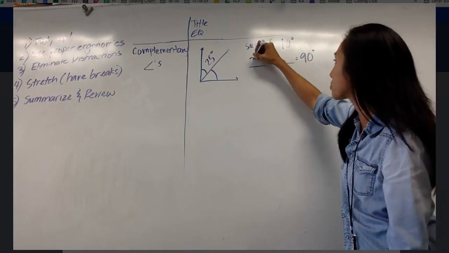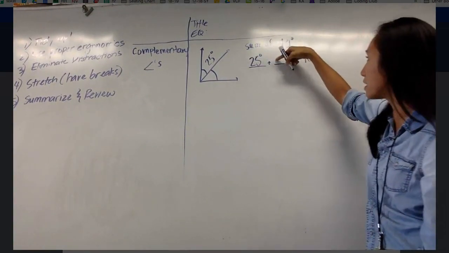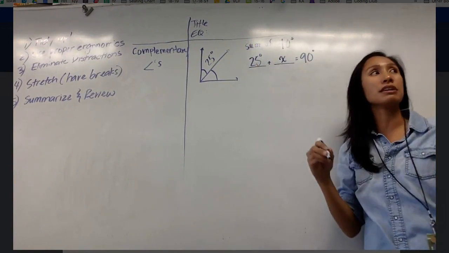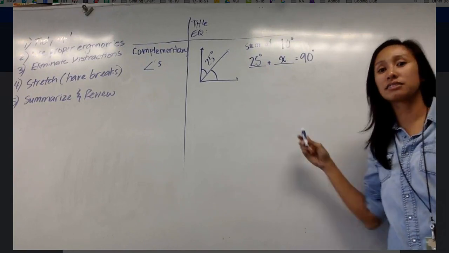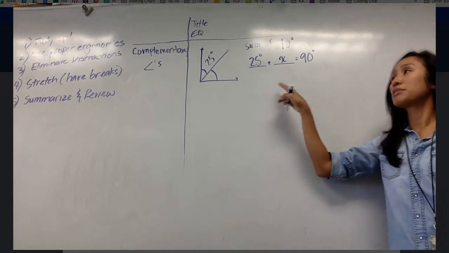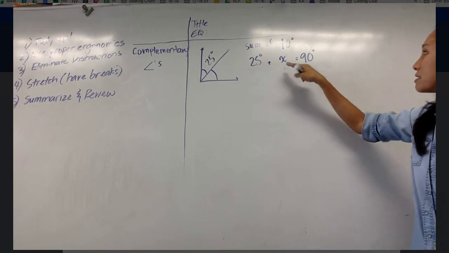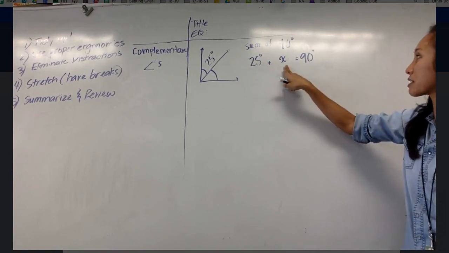The first one is 25 degrees, plus we don't know the other one yet. We'll just say x, the variable. I'm writing a fancy x. And this is a one-step equation, just like what we did in the last unit, right? 25 plus x is 90. How do we get this x all by itself? What do we do to both sides?